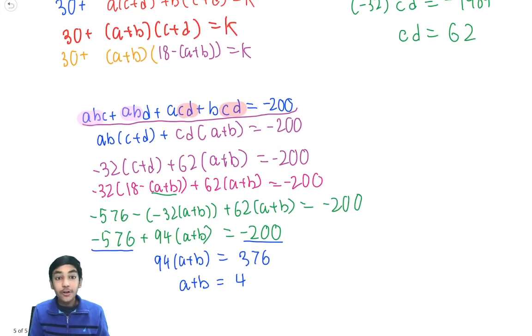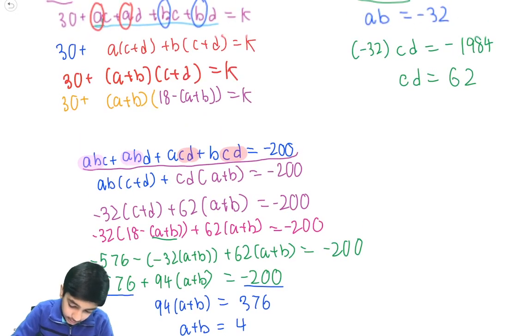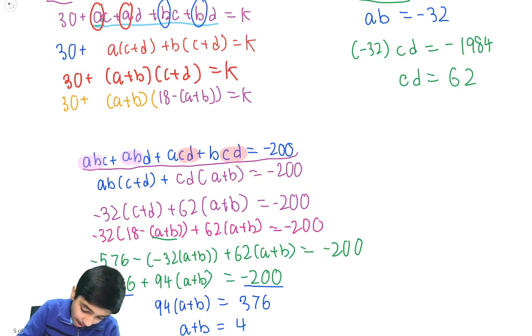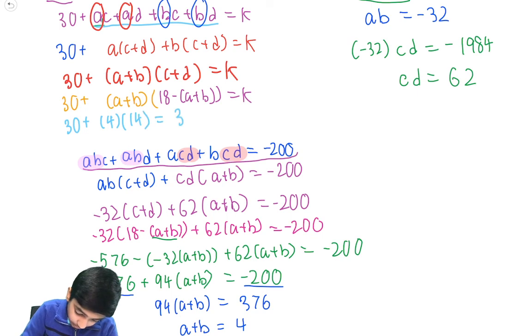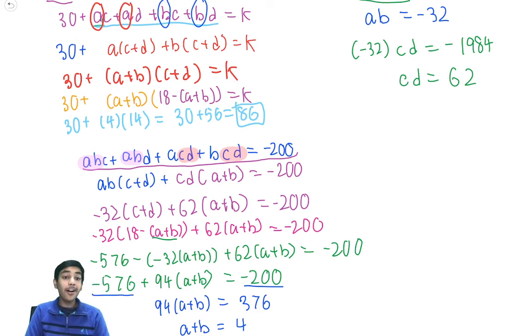Okay, so now we know the value of a plus b, and that's really good for us, because then we can substitute it back into our expression to get the value of k. And that means that k is just 30 plus a plus b, which we found to be 4, times 18 minus a plus b, so 18 minus 4, or 14, is equal to 30 plus 56, or 86. And so we know the value of k is just 86. And that's the answer for this long problem.